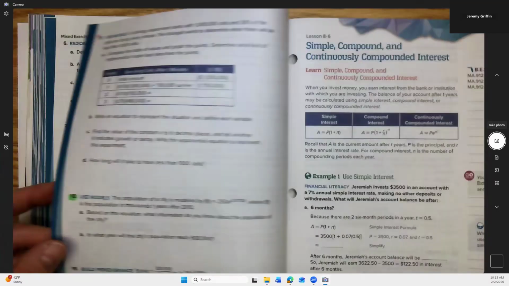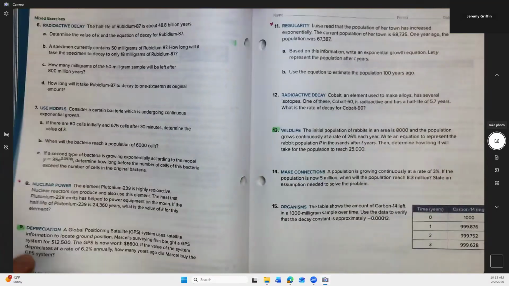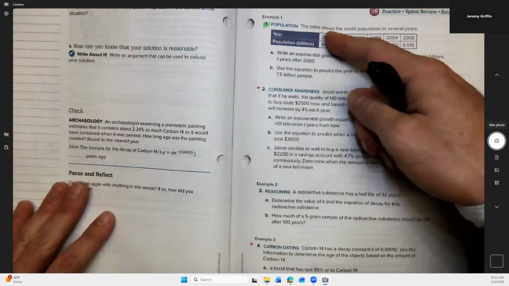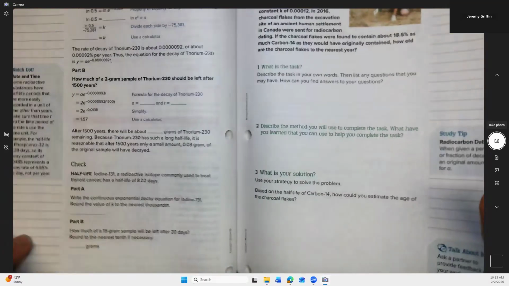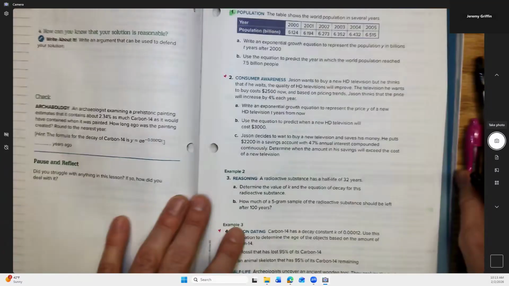Again, if you guys want to see lots and lots of other examples, I did upload all these ones that are green highlighted. This one wildlife, this one depreciation, this one population, this one half-life, plus all the book examples at the beginning. Those are all in the longer video, so you can see lots and lots of other examples. But it's nothing different than the notes that we've done in class today.